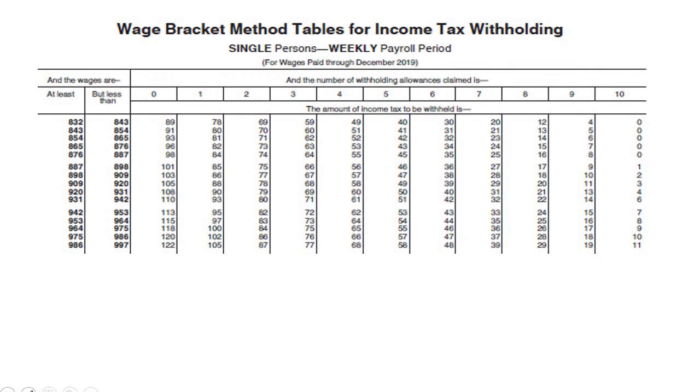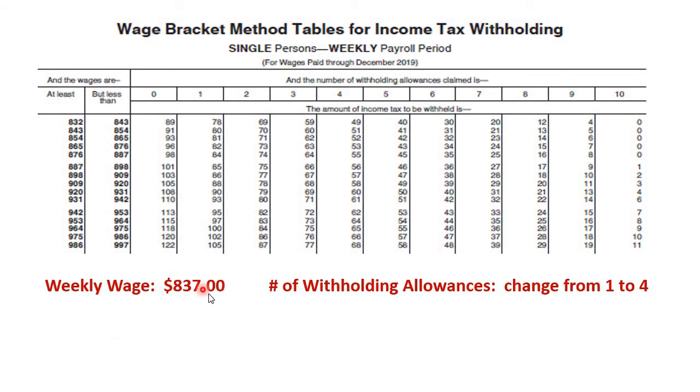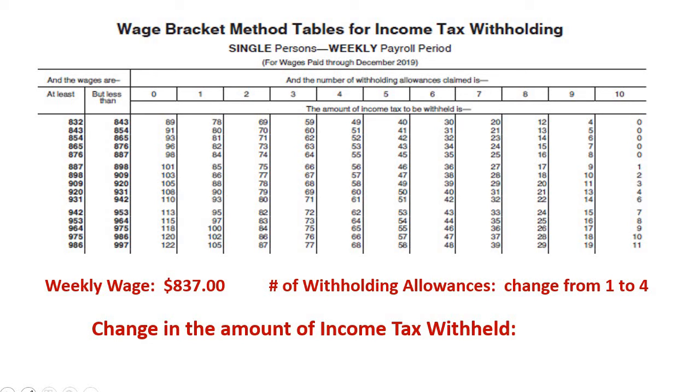Okay, let's do another one. I have 837, and my allowances are changing from 1 to 4. Again, just take your time, find the row with 837, find the amounts for 1 and 4, and determine that amount of change for the income tax withheld. What do we get for that amount of change? Good, $29.